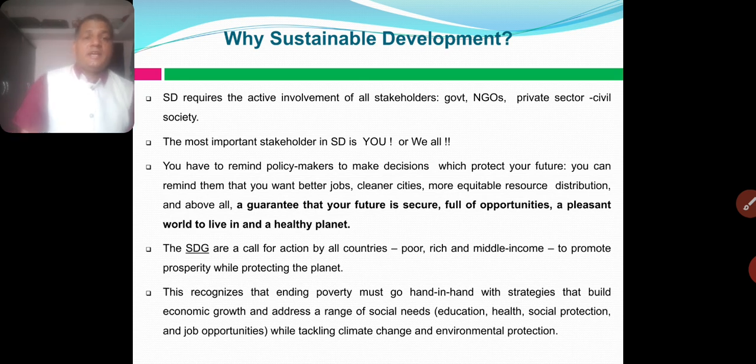This recognizes that ending poverty must go hand in hand with strategies that build economic growth and address a range of social needs, including education, health, social protection, and job opportunities, while tackling climate change and protecting the environment. This is the main purpose and need of sustainable development, which can remove the problems from the nation.